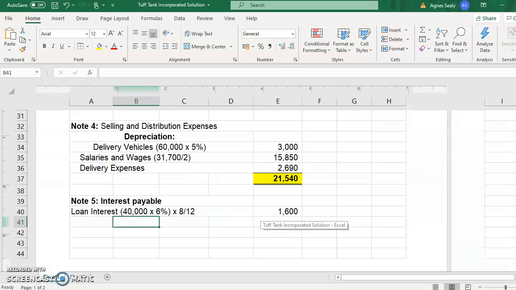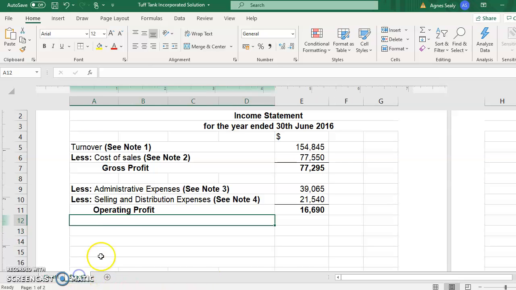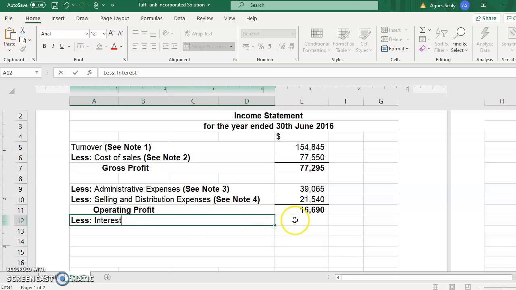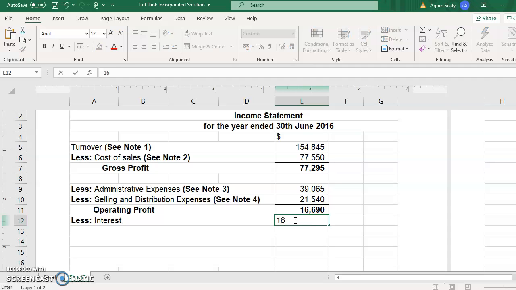So let's put our loan interest. So that's subtracting our loan interest. So we are going to less interest, which was paid, and that is $1,600.